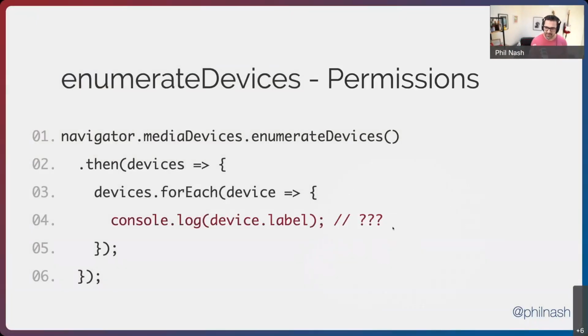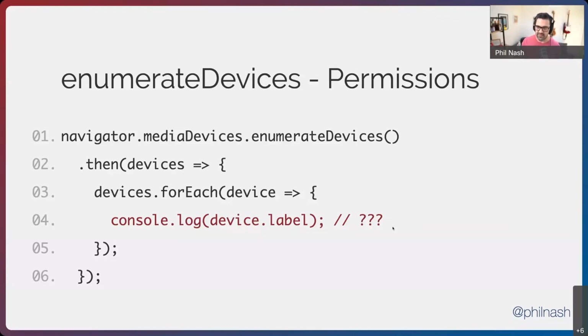Now, there's an interesting problem here, though. Some browsers do not tell you what the device labels are until you have actually requested and got permission to access the camera and microphone in the first place. This is a protection against fingerprinting, so that the browser or malicious code can't enumerate all the devices you have and use that to identify you around the web. So until you have given permission for access to the camera, this label will be empty.